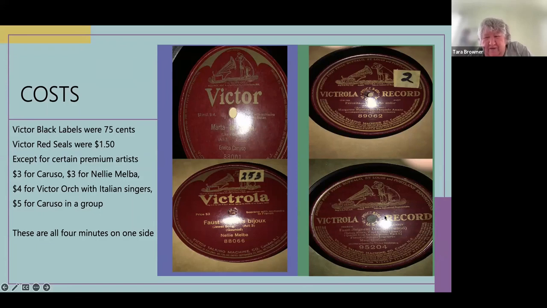And can you see this? $5 for a single-sided record. And these are all right around 4 minutes.